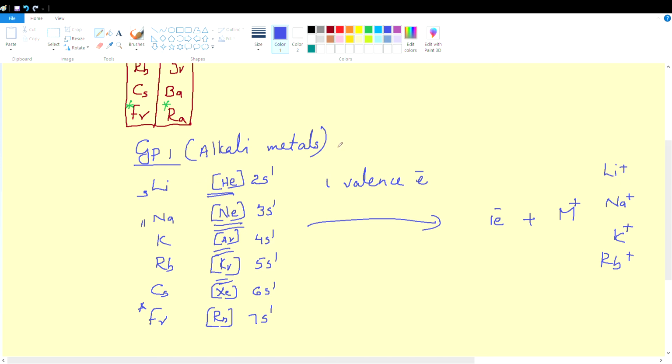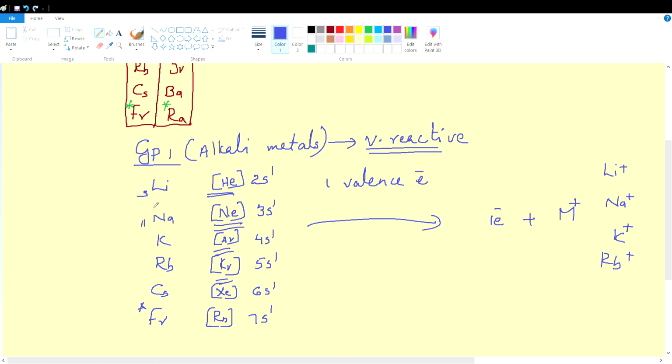Alkali metals, group 1 metals, are very reactive. Chemical reactivity is very high. Group 1 metals are the most reactive metals in the periodic table. Because of their reactivity, these elements are not found in a free state in nature. Group 1 elements are found in a combined state.